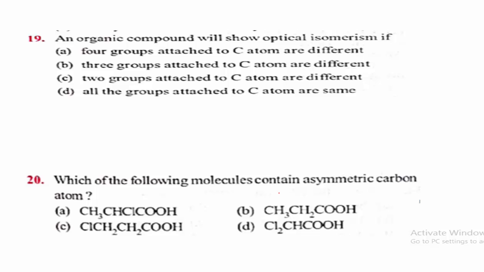Students, remember, the compound which shows optical isomerism must contain an asymmetric carbon atom. This carbon atom is also called a chiral carbon atom. Is it right? Yes, therefore the correct answer for this question is option A. Four groups attached to a carbon atom are different, meaning that type of carbon atom is called a chiral carbon atom or asymmetric carbon atom.